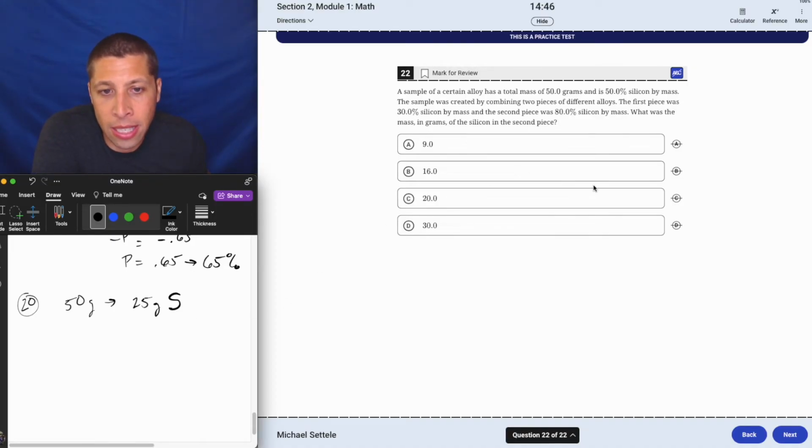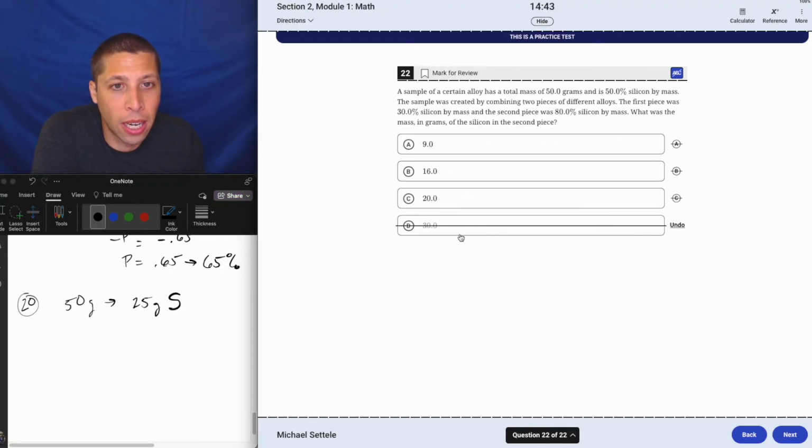So obviously it's not D because that's already more silicon than we need, right? So we have 25 grams of silicon. Two pieces of different alloys, does it have to be the same amount? Does it need to be like 25 grams of each alloy? I don't know. Let's see.